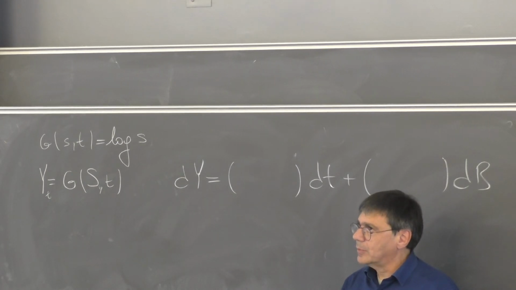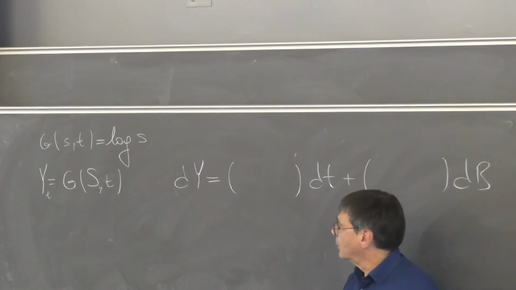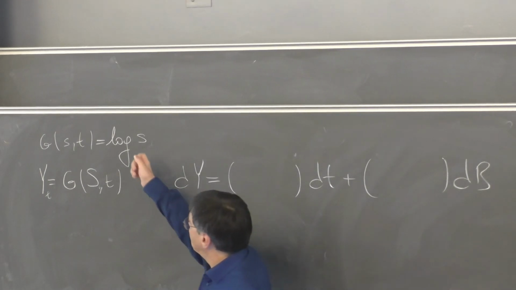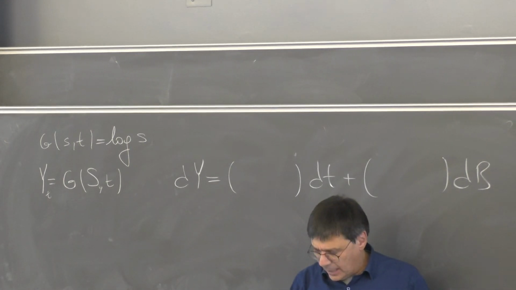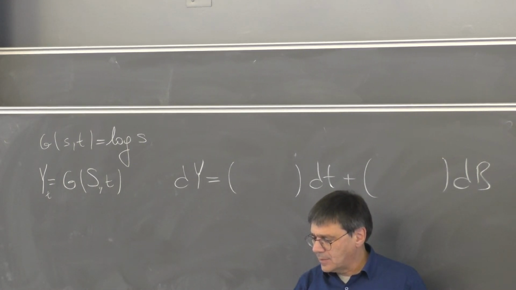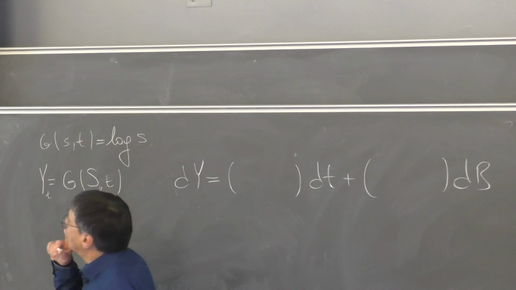With the second derivative with respect to the first variable, we get minus 1 over s squared. We look at the derivative of g with respect to time. There's no time here, so we get 0. Now we ask, what is d log s? What is dg of s and t? Well, we go to Ito's lemma.